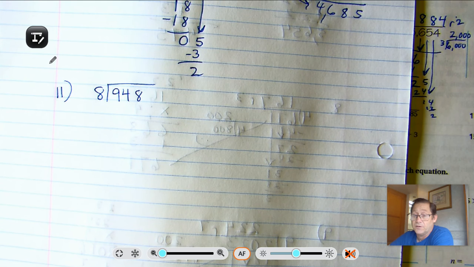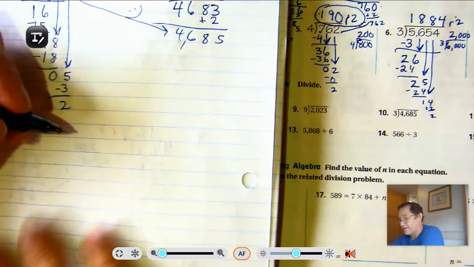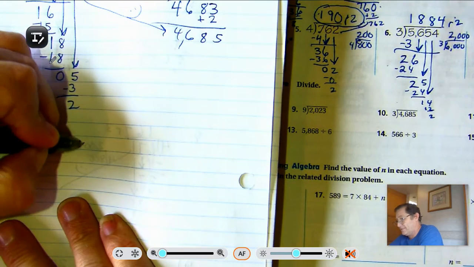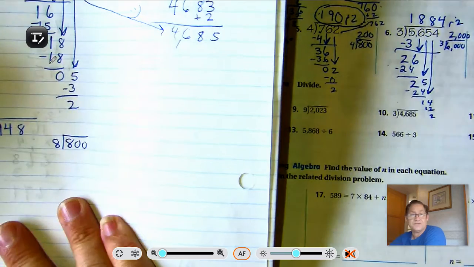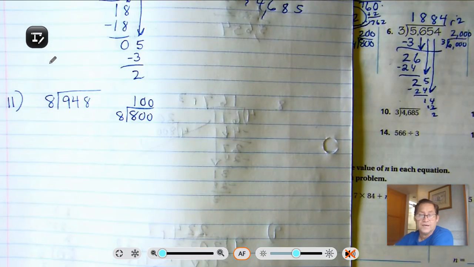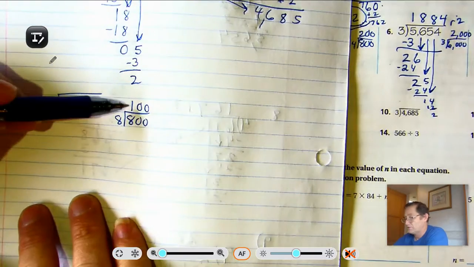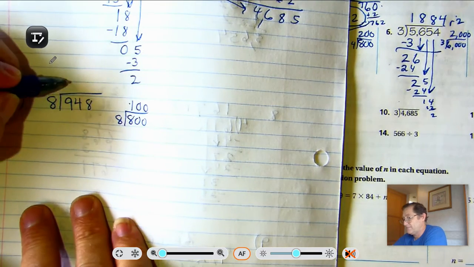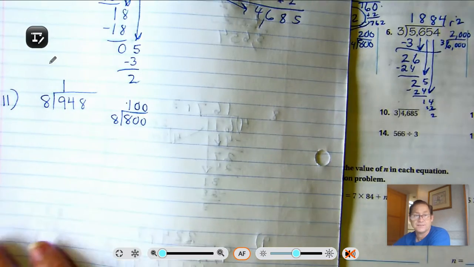Well, 800 is pretty close. 1,600 is not as close as 800. I'm just going to change 948 to 800 for my estimate. 800 divided by 8 is 100. So we should expect an answer close to 100. That also gives me a clue that my first digit has to be in the hundreds place.